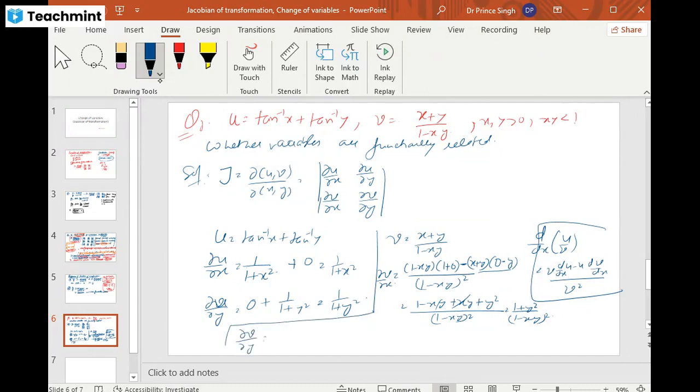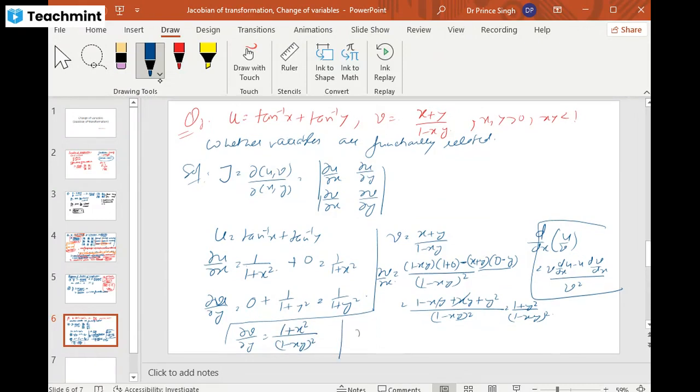If you remember, in our last video on the chain rule we discussed that if your function is symmetric, that means if we interchange x and y and your function remains the same, then if one of the derivatives is known, we can find the other one by simply interchanging the variables. Its value comes out to be 1 plus x square upon 1 minus xy whole square.